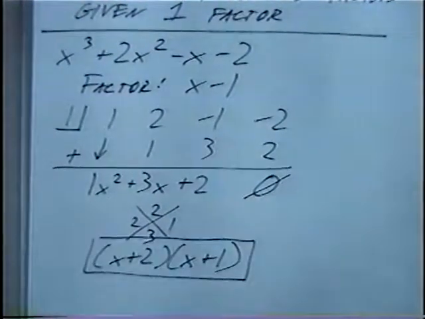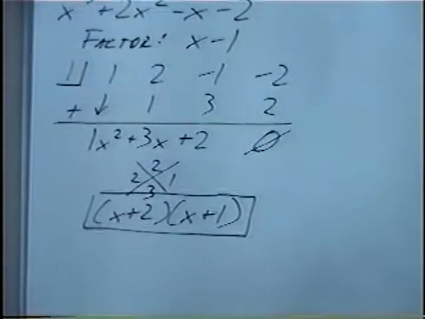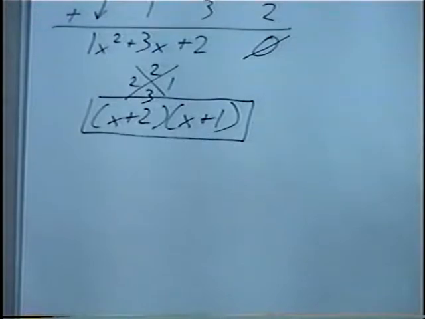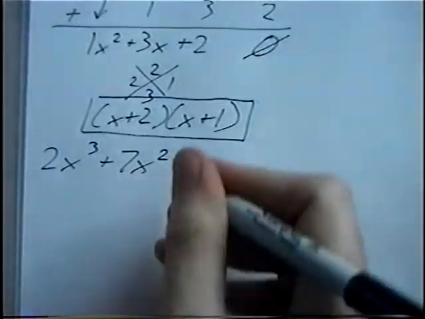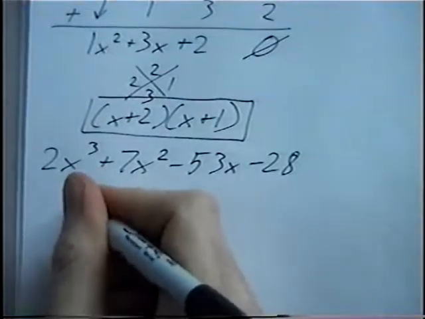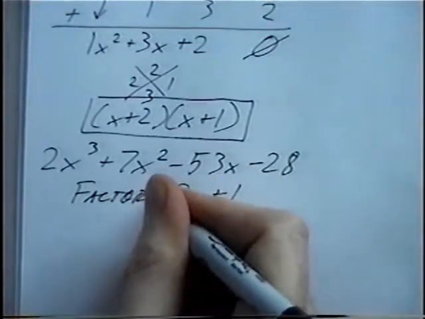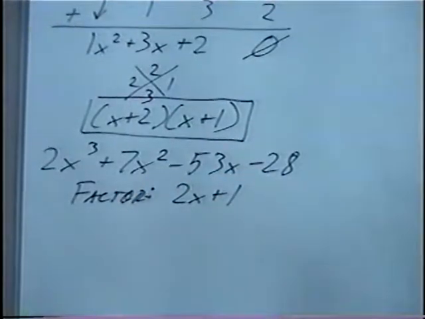So given one factor, the factor we were given is x minus 1, we were able to find the remaining two factors, x plus 2 and x plus 1. Second question is 2x cubed plus 7x squared minus 53x minus 28. And again, a factor given is 2x plus 1. Given this factor, we want to find the remaining factors or factor the rest of the polynomial.